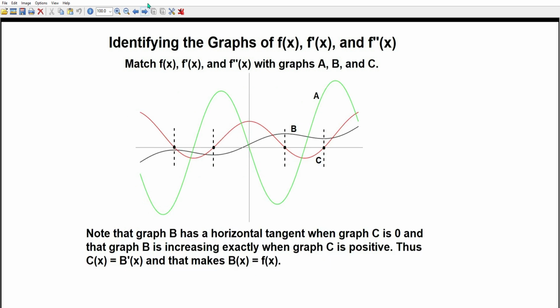If we look at the relationship between C and B, we see exactly that same relationship. Horizontal tangents in B where C is 0, and where C is negative, B is decreasing. Where C is positive, B is increasing. Okay, and that means that B has C as its derivative, and that means that B is f of x, C is f prime, and A is f double prime.